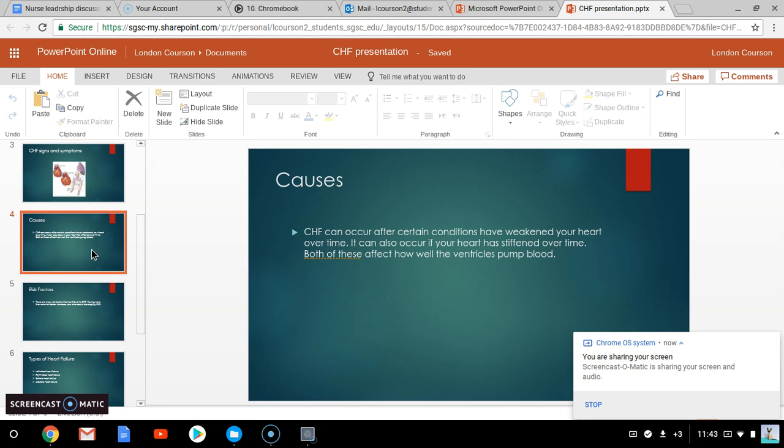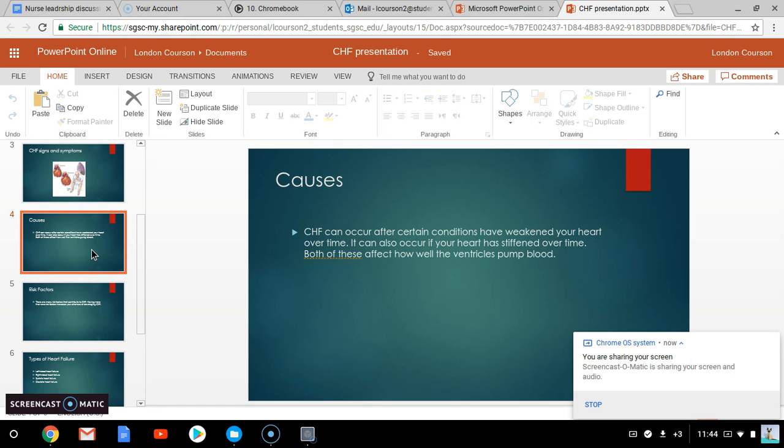Some causes of congestive heart failure include coronary artery disease and heart attack. Coronary artery disease is the most common cause of heart failure. It results from the deposits of plaque in your arteries, which makes it harder for your heart to pump blood, leading to a heart attack.